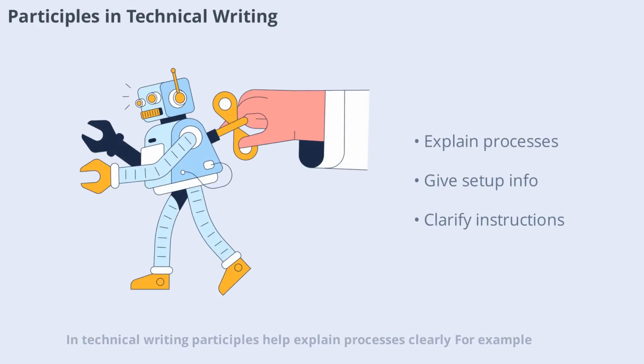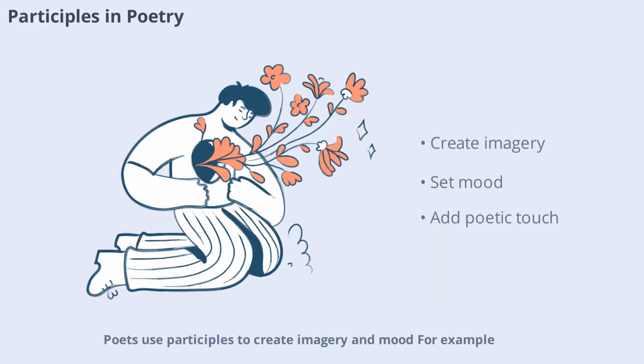In technical writing, participles help explain processes clearly. For example, "connected to the power source, the device operates automatically." The participle phrase gives important setup information. Poets use participles to create imagery and mood. For example, "whispering winds dance through the trees." The participle phrase brings the scene to life and adds a poetic touch.